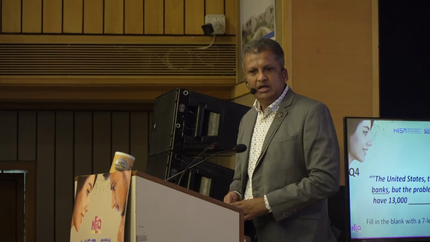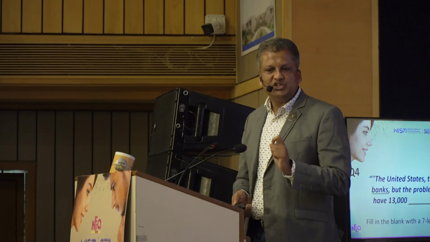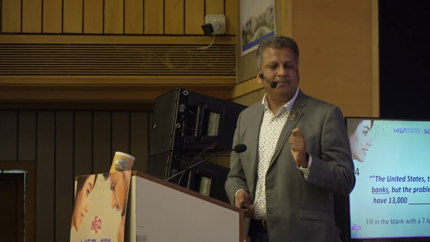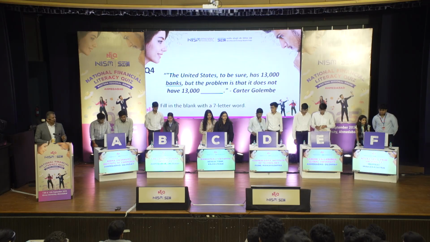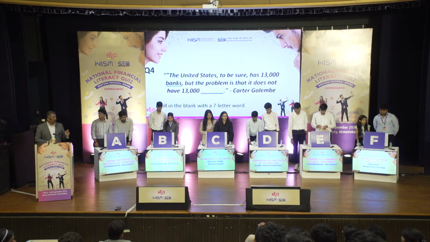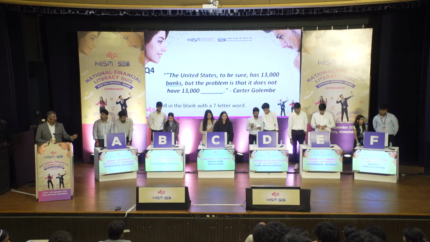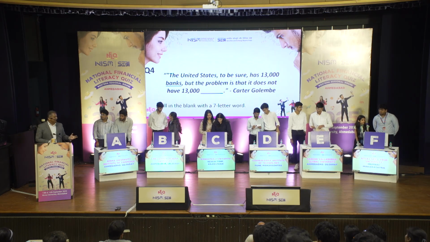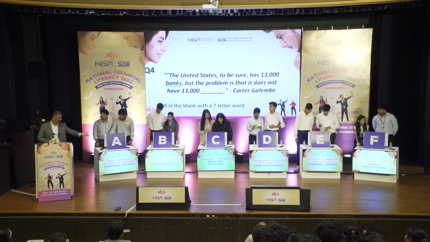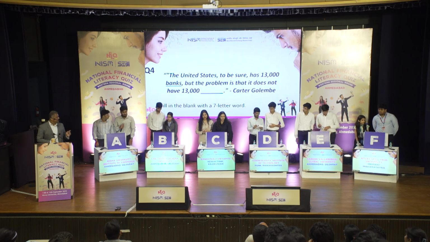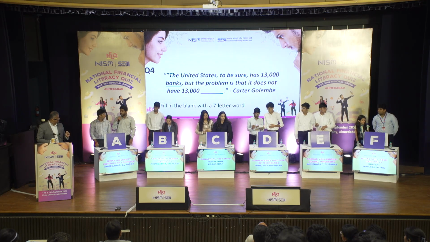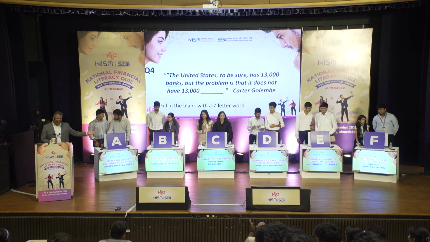Next question to A. Question number 4. The United States, to be sure, has 13,000 banks. But the problem is that it does not have 13,000 blank. That blank is filled by a 7-letter word that is very closely linked to the word that is underlined. What is that word? Yes. Bankers. Beautiful answering. Lovely answering.